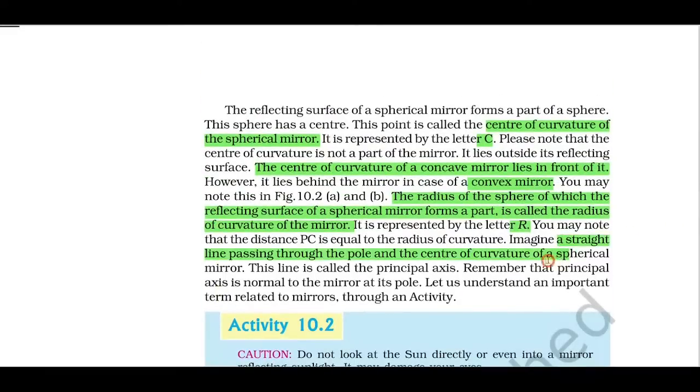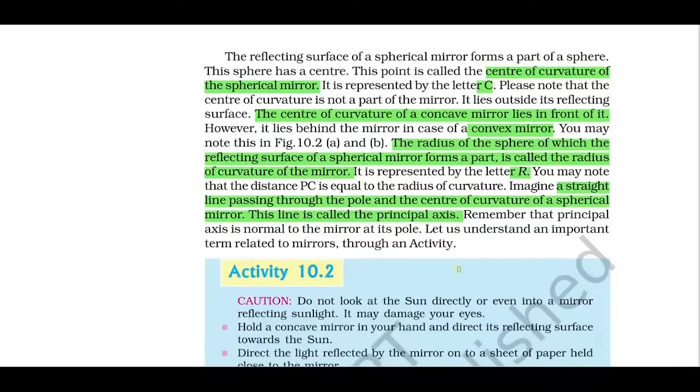A straight line passing through the pole and center of curvature of a spherical mirror is called the principal axis. What is the principal axis? It is a straight line passing through the pole and the center of curvature of a spherical mirror. I hope you are understanding what I am trying to tell.